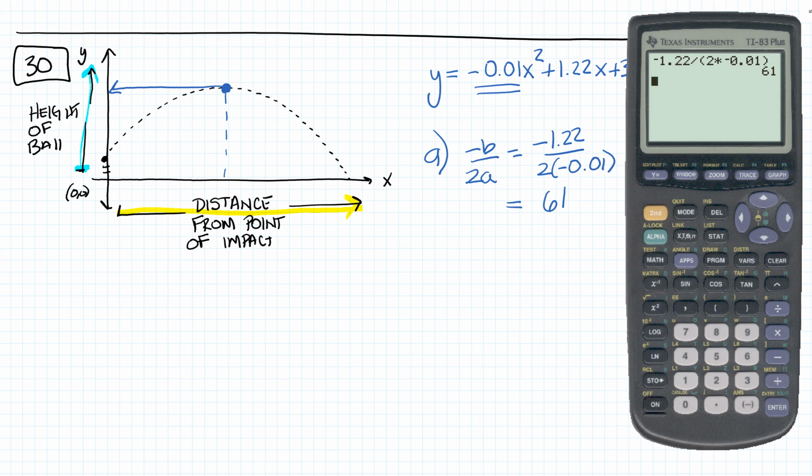Timeout. Hey, sorry team, I was looking at my solutions from a different problem. It's not 11, you get 61. Good thing we checked. Okay, so that is the distance from the point of impact that we want.